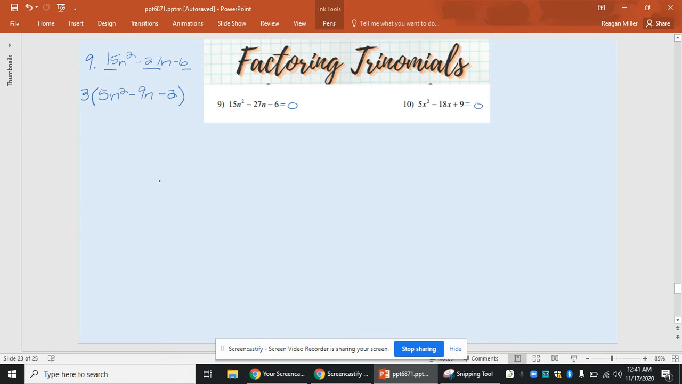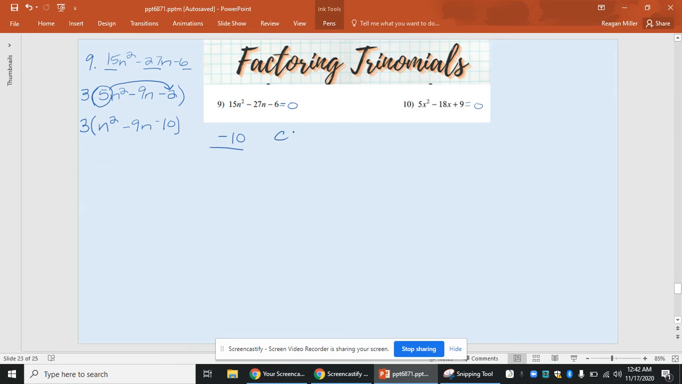Okay, so here, after you've taken out a GCF, if you've done that successfully, you will go ahead and take your A value and multiply it by your C value. 5 times negative 2 is going to give you negative 10. So at this point, you need to figure out what the factors of negative 10 are.